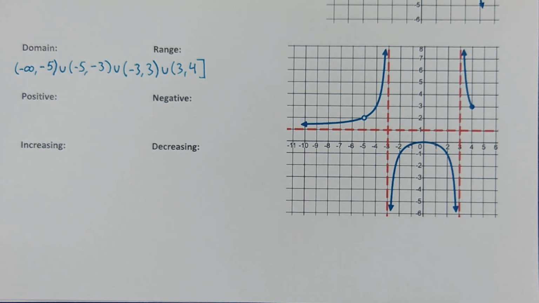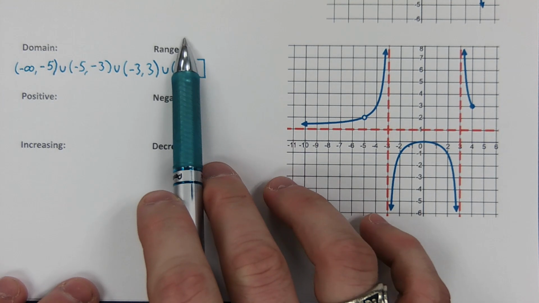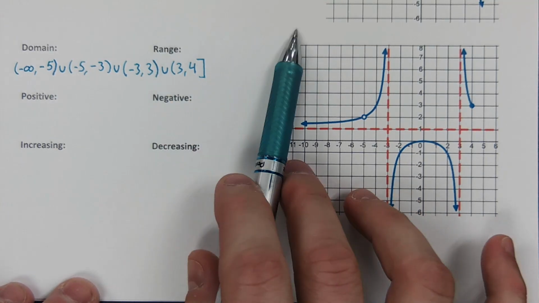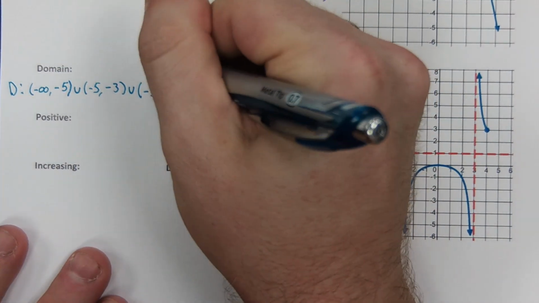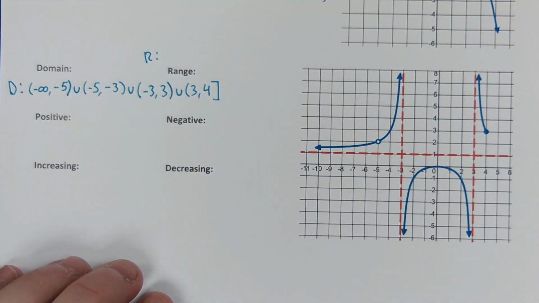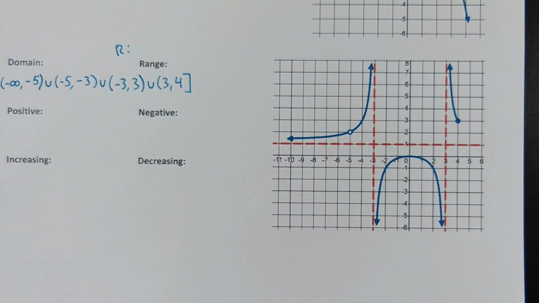The range is going to be the y values where the graph does exist. And I guess I'll have to write it up here because I really didn't leave myself enough space. So I'll put the range up here. In fact, let me just put D for domain, and I'll do range like this. Sorry about the space. Okay, range. This is the only time we use intervals for the y values.